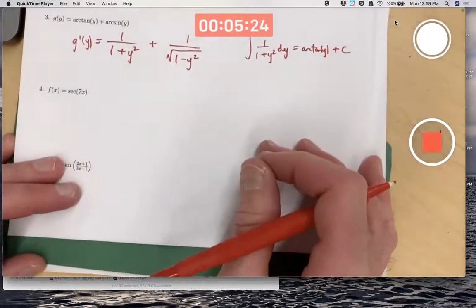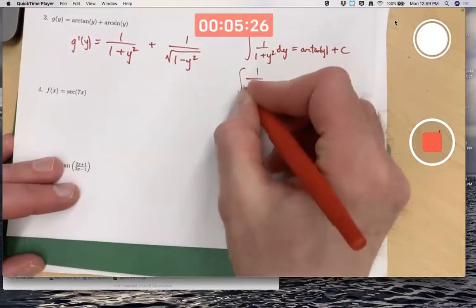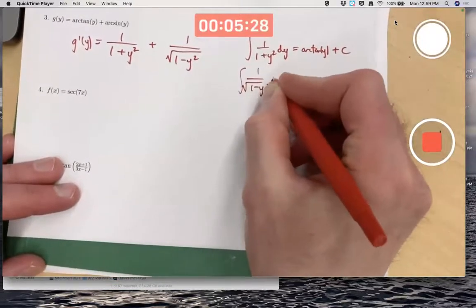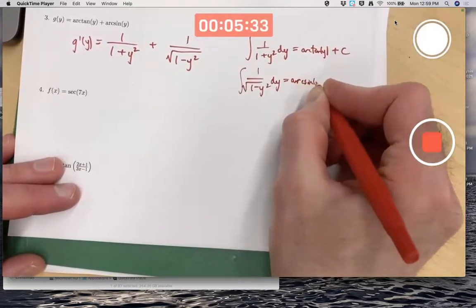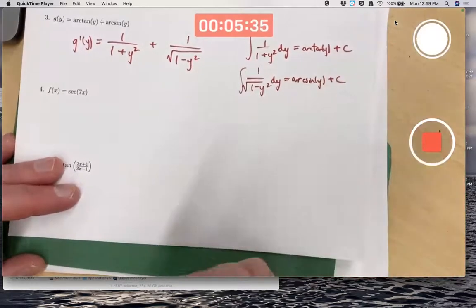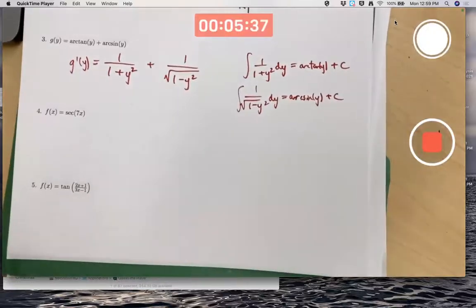And it would also mean the integral of 1 over square root of 1 minus y squared is arc sine of y plus c, or inverse sine if you prefer. Those are the same thing.